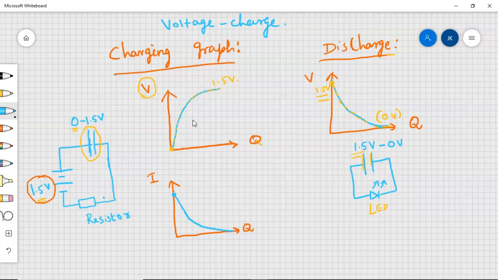It is just opposite. Here voltage charge, here current charge. It is for the charging the capacitor graph. Okay, what if we draw discharge graph for current and charge? I and Q. I is a current and Q is a charge.